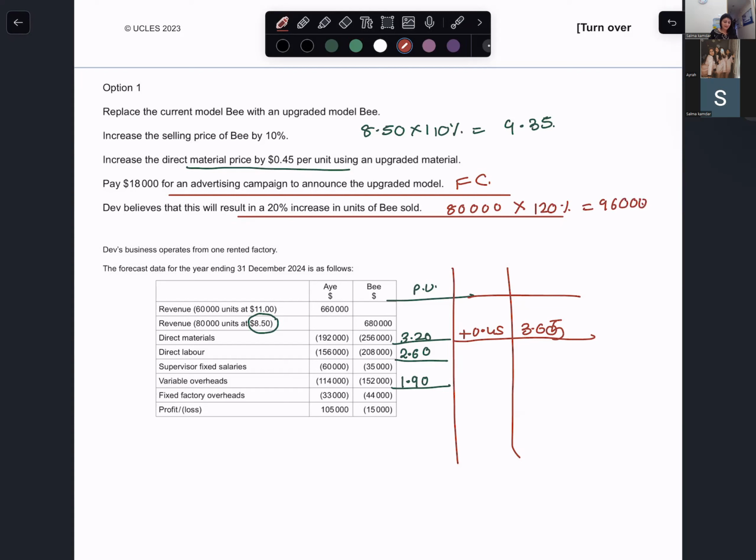What do they want from us? They want us to calculate the total profit.